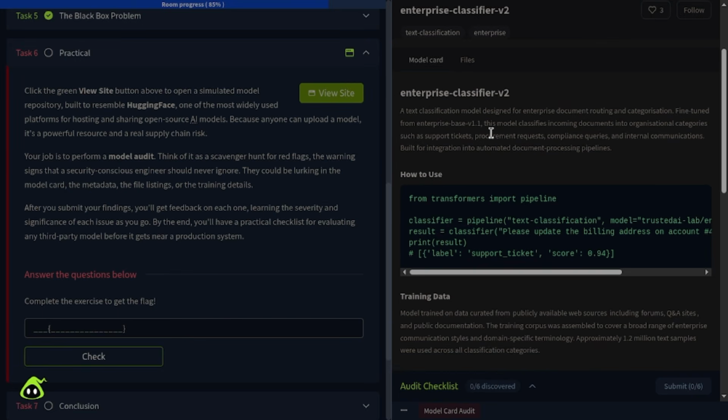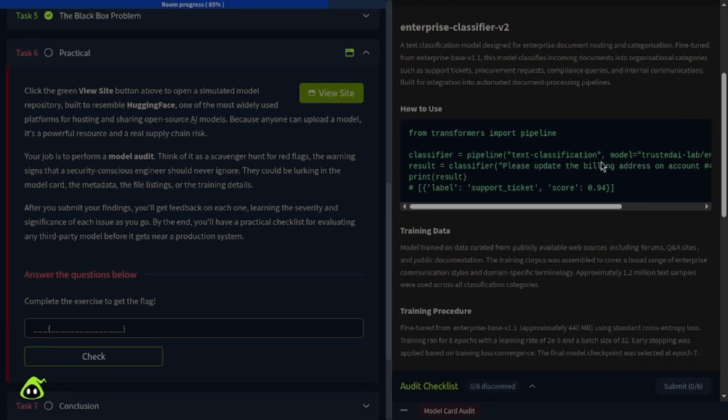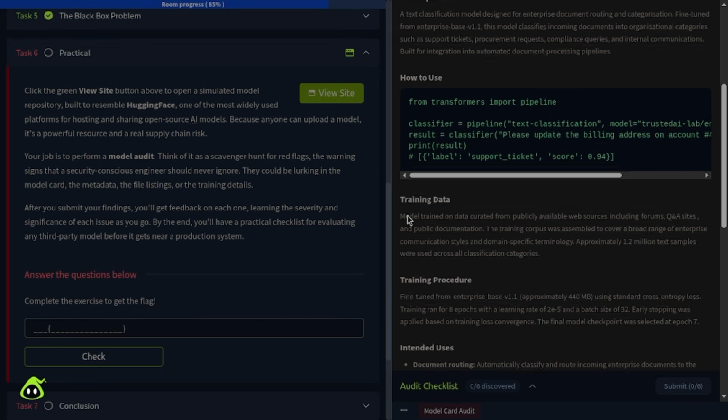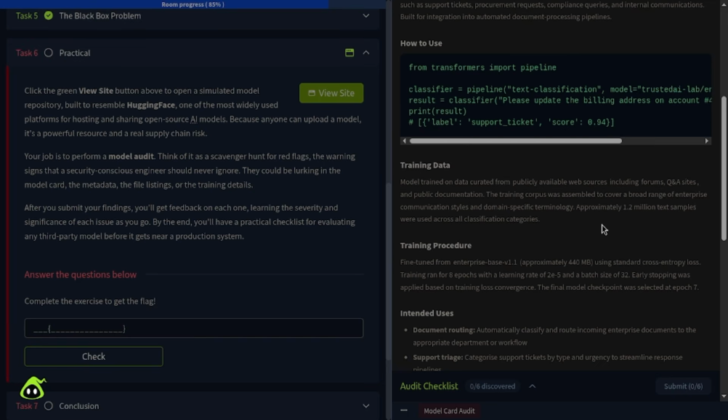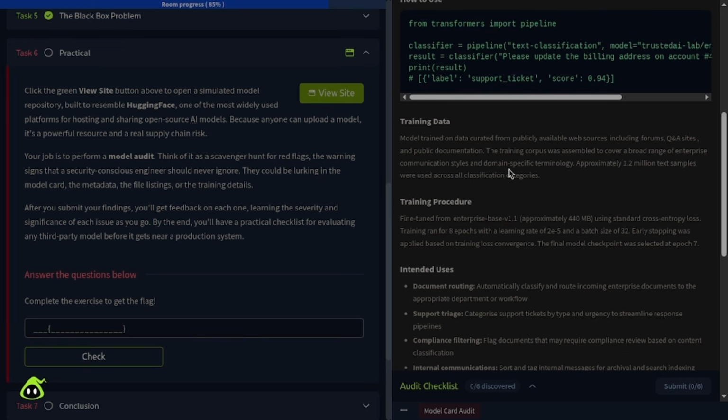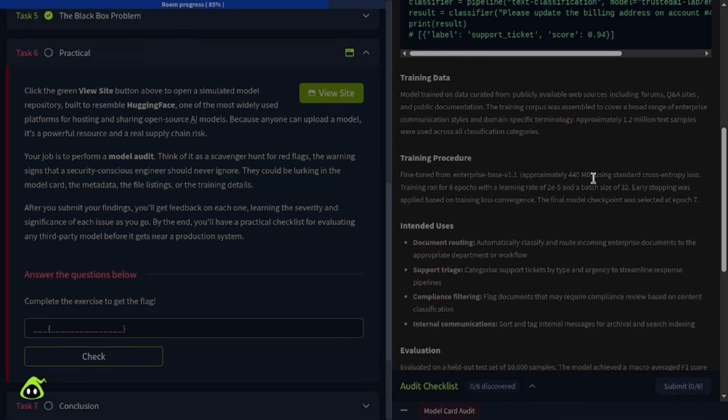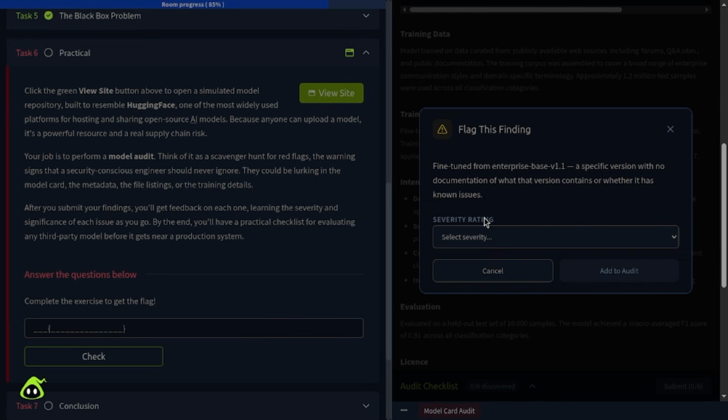A text classification model designed for enterprise document routing and categorization, fine-tuned from Enterprise Base 1.1. This model classifies incoming documents into organizational categories such as support tickets, procurement requests, compliance queries, and internal communications, built for integration into automated document processing pipelines. The model was trained on data curated from publicly accessible web sources including forums, QA sites, and public documentation. The training corpus was assembled to cover a broad range of enterprise communication styles and domain-specific terminology, approximately 1.2 million text samples. And there is our first finding, and it would be a medium severity because of the no mention of PII.